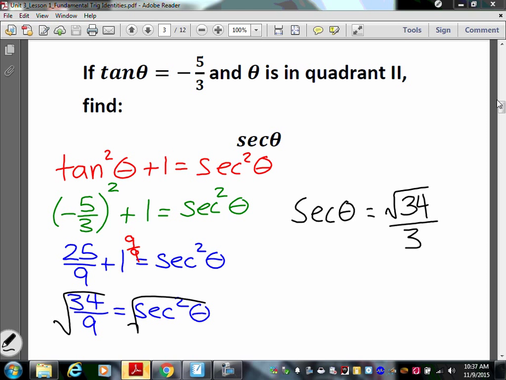That wasn't too hard. But I'm not quite done yet. It's in quadrant 2. Secant is r over x. In quadrant 2, x is negative, so secant is negative. So it's negative root 34 over 3.